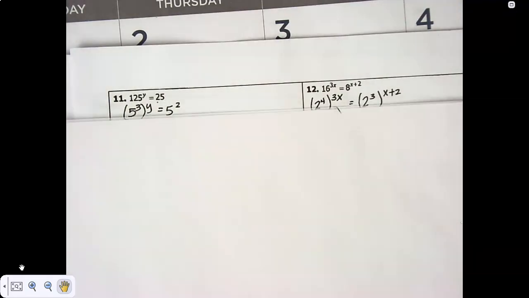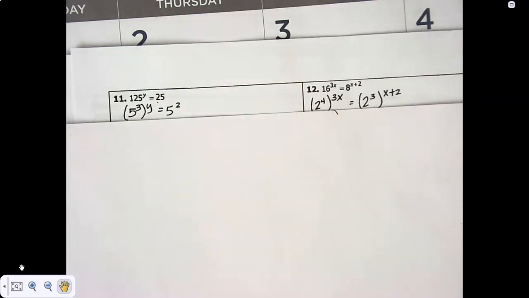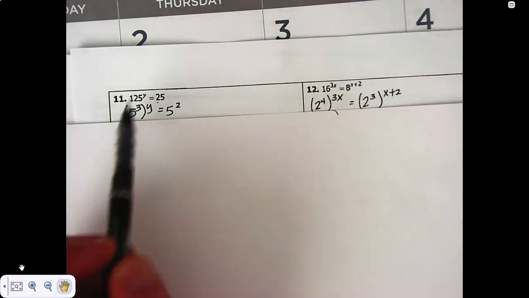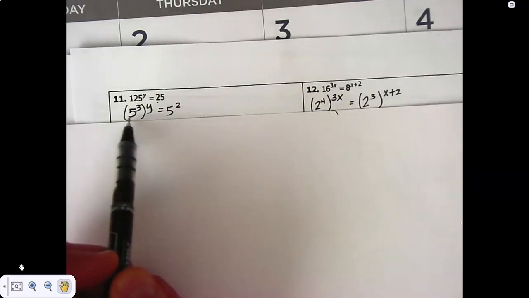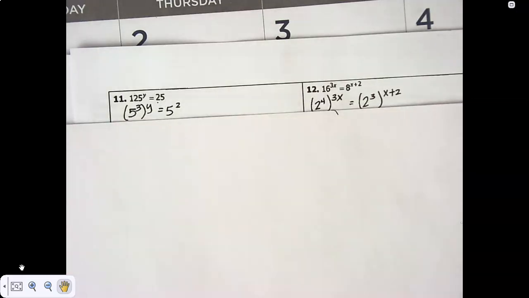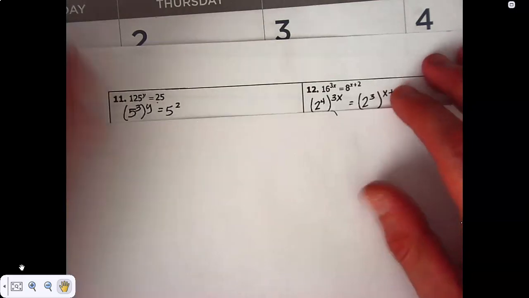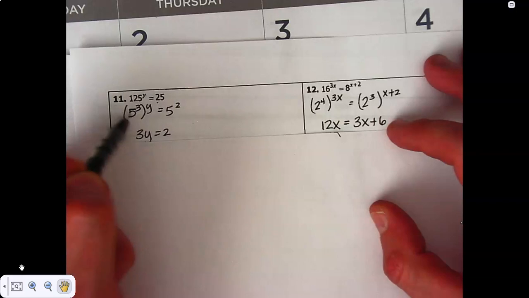Because it's been converted, I'll put it in parentheses. The reason why the right-hand side is not in parentheses is because there's nothing else attached. 25 was by itself, so I don't have to separate it from anything else. However, I have 125 to the y power, so I have to separate 5 to the third, parentheses, to the y power. Common base means I can just drop them, and I get 3 times y, which is 3y equals 2, because remember the 5s went away, we dropped them.